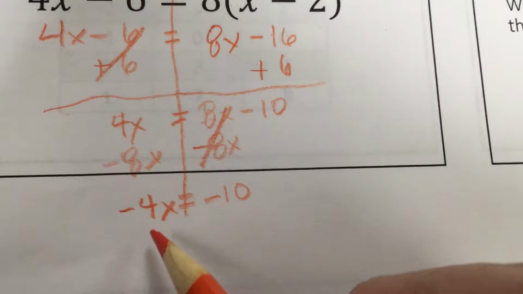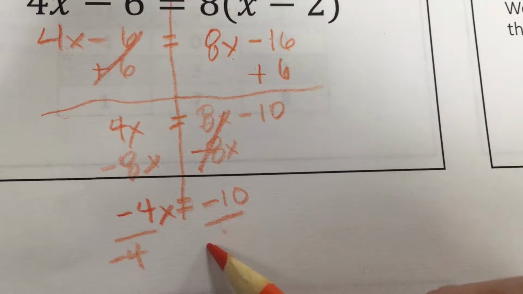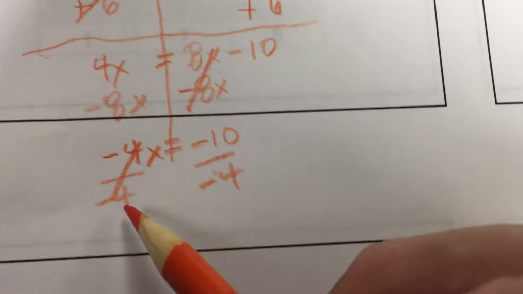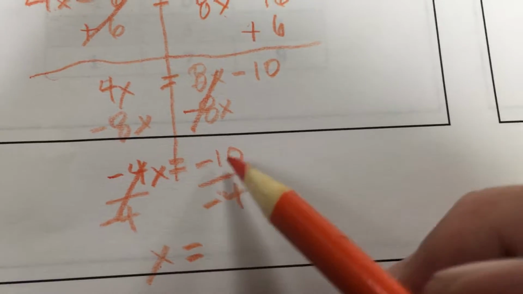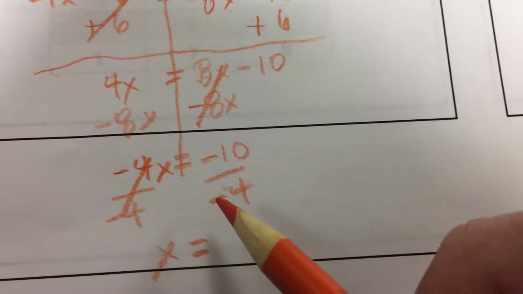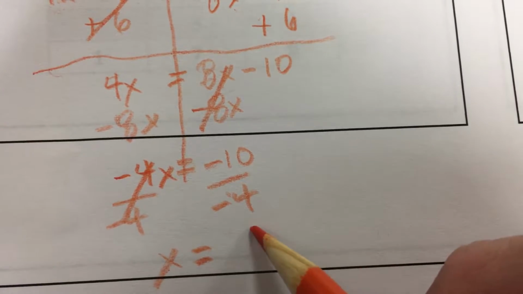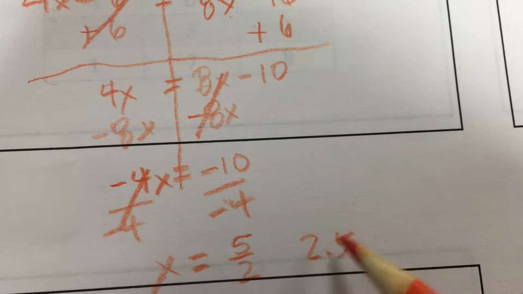And now I'm going to divide everything by the number in front of the x. So these two will cancel out. Negative 4 divided by negative 4, anything divided by itself is 1. So I have 1x. Negative 10 divided by negative 4, we have two negatives. A negative divided by a negative is a positive number. And 10 divided by 4 is just 5 over 2. Or if you put it in your calculator, you might have got 2.5.